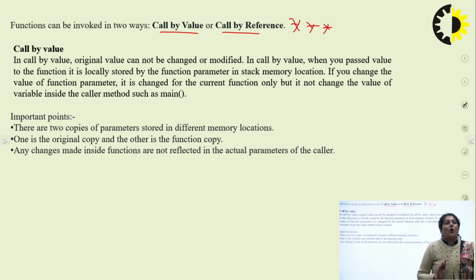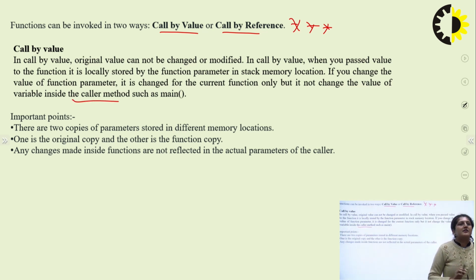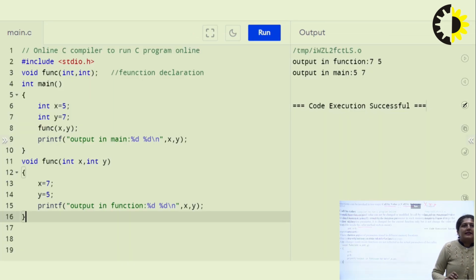Firstly, what is call by value? Call by value means the original value cannot be changed or modified while calling the function. In call by value, when you pass the value, it is stored locally by the function parameter in stack memory. If you change the function parameter, it is changed by the current function only, not the value of the variable inside the caller method, such as main. So let us see with an example.